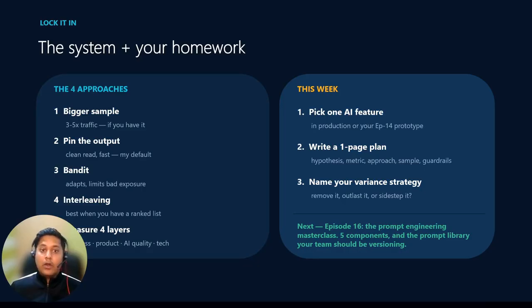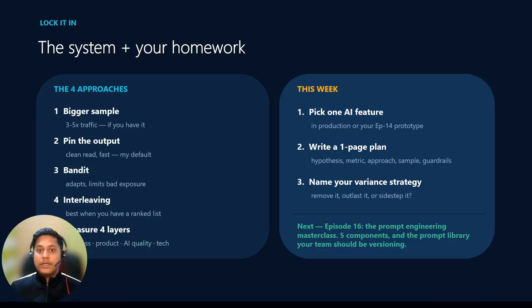And underneath all of it, measure all four layers: business, product, AI quality, and technical, with your AI quality metrics holding V2 power. And your homework is 3 steps. One, pick one AI feature, either something already in production or the prototype you built last episode. Two is write a one-page experiment plan: hypothesis, primary metric, approach, sample size, and guardrails on one page, not 10. Like if you can't fit it in one page, you haven't decided it, right?